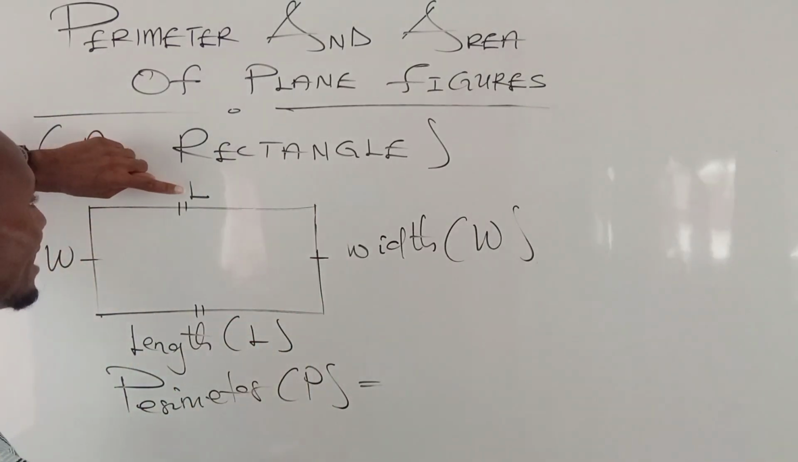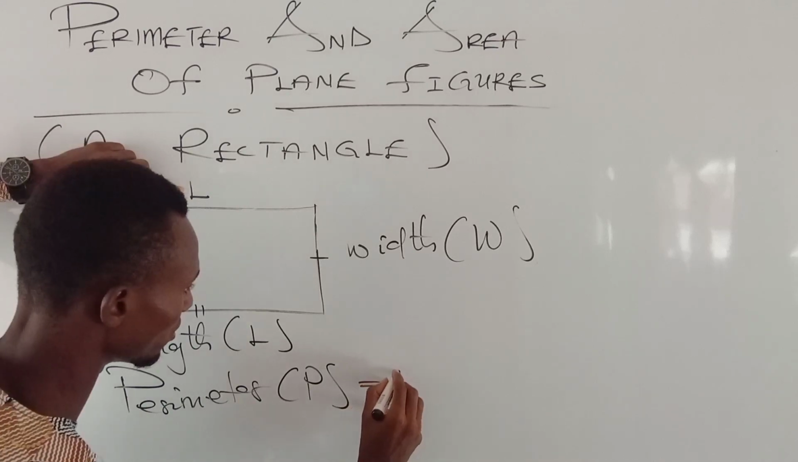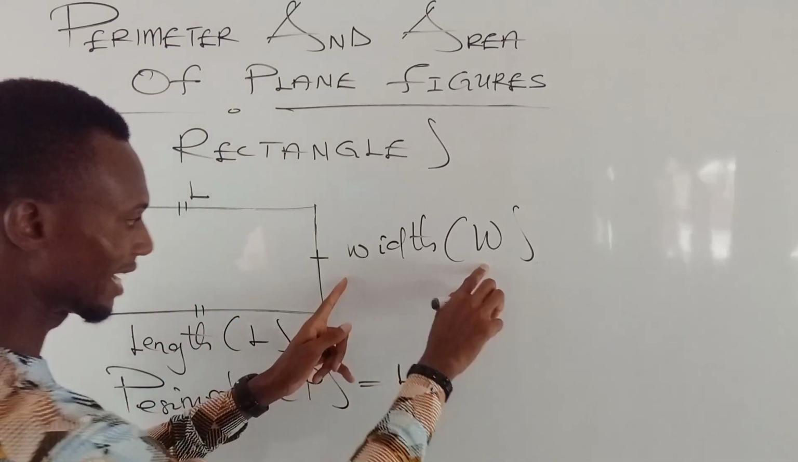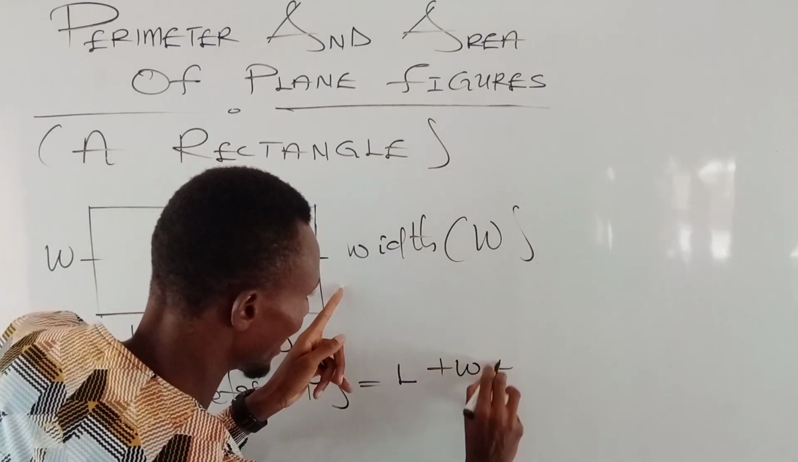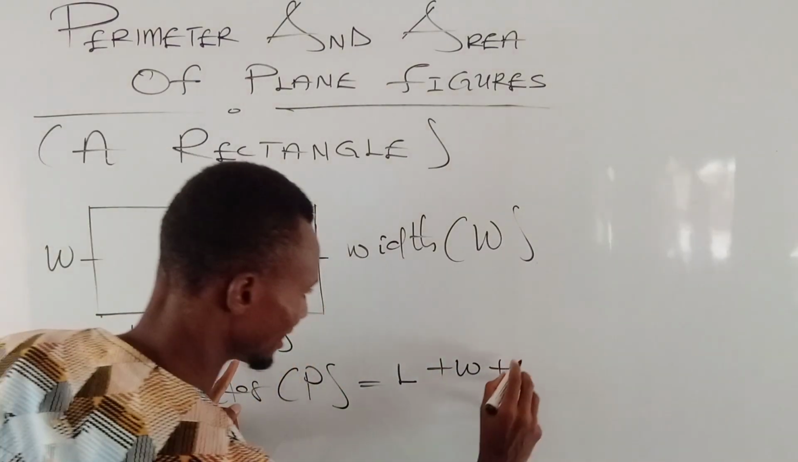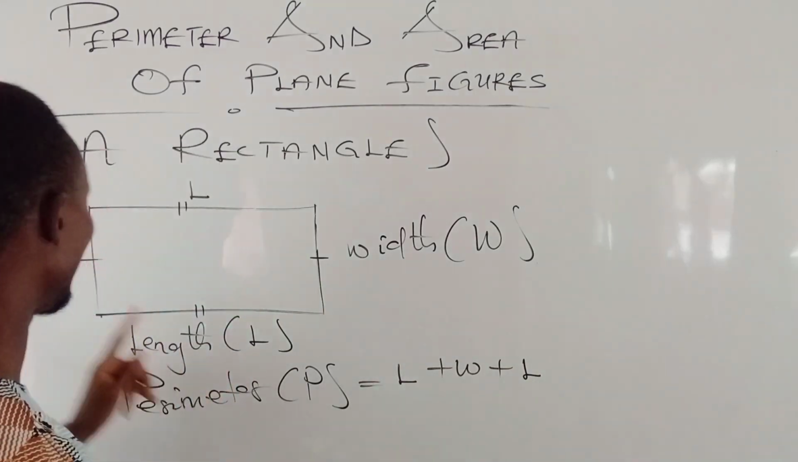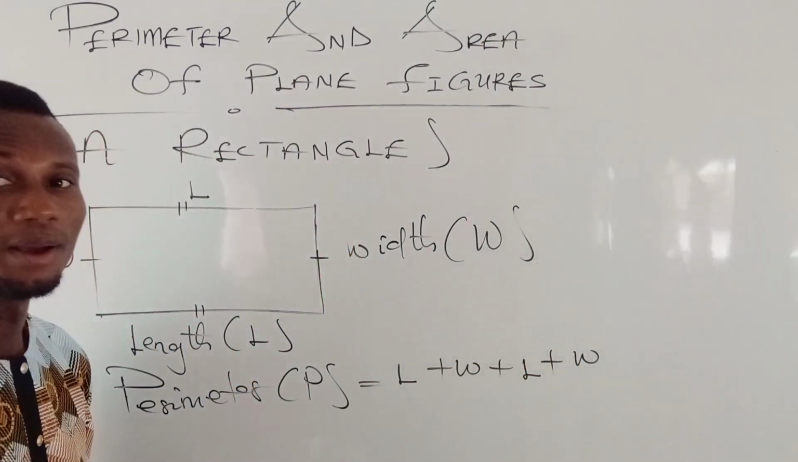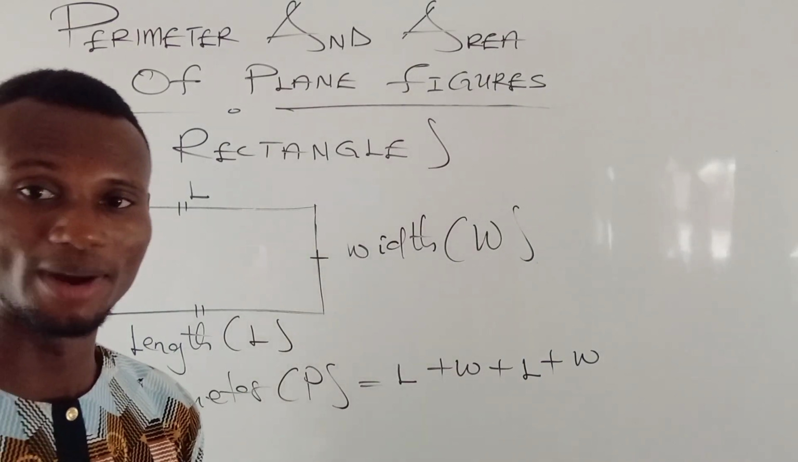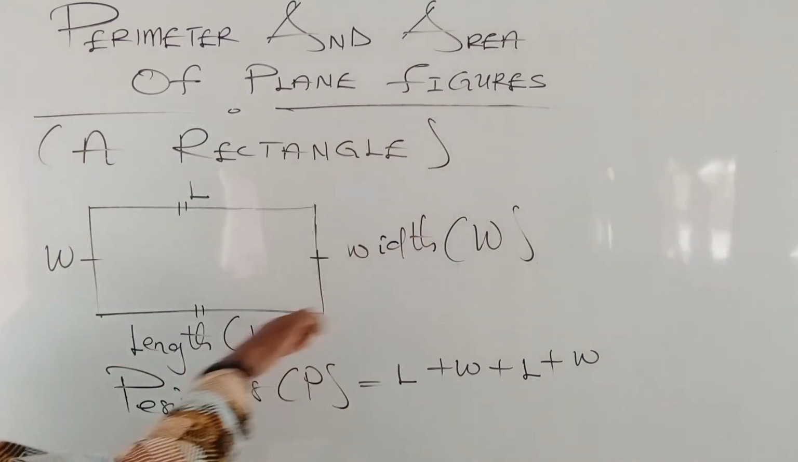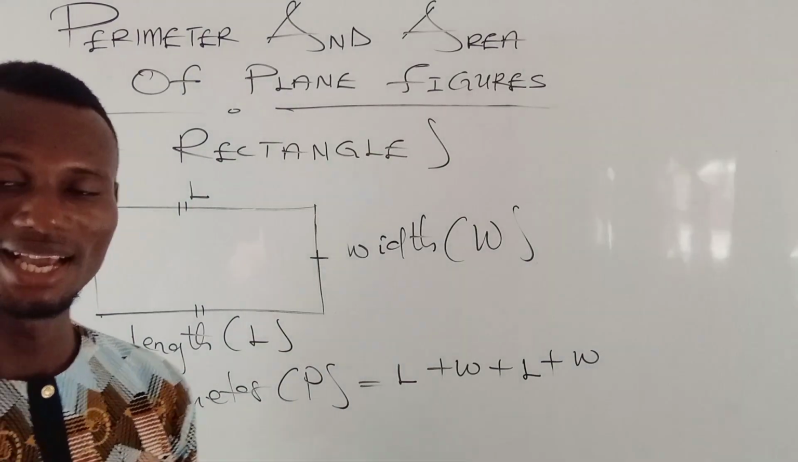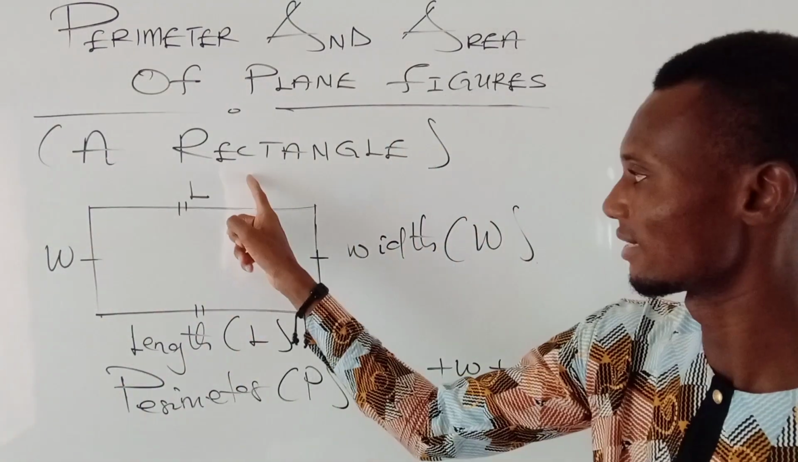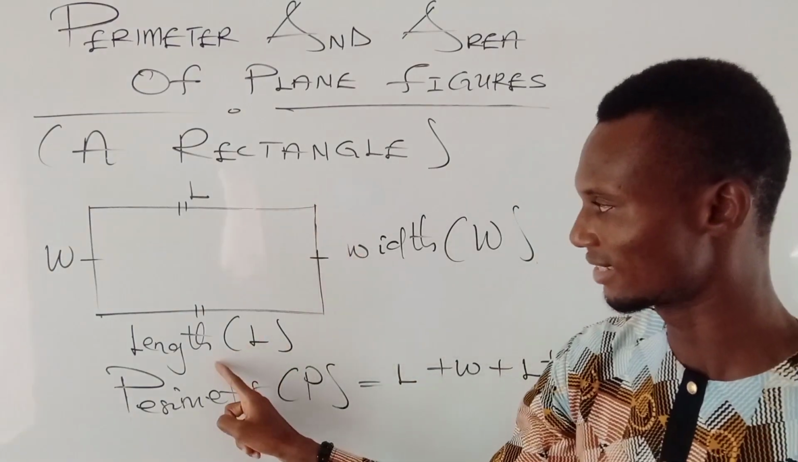Now let's start from up here. This is L, so this side is L, plus this side is the width, so plus the width. Now this side is length, so plus the length, and plus this side is width, so plus the width. I hope you agree with me. Nothing difficult about it. We are just adding the distance around the rectangle, and that gives us the perimeter. It is this side plus this side plus this side plus this side.